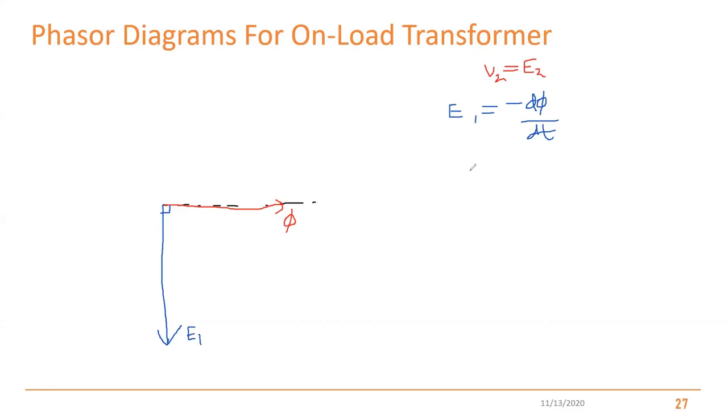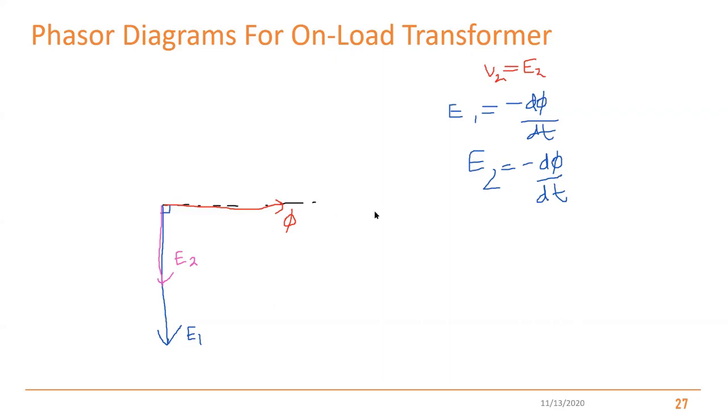Okay, the same way E2 is also the same. That means minus d phi dt. Therefore, that should be in phase with E1. Okay, so that is fine.